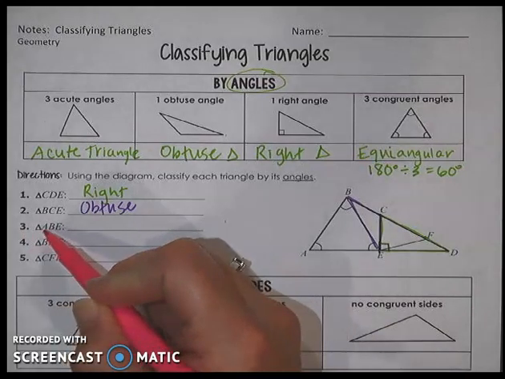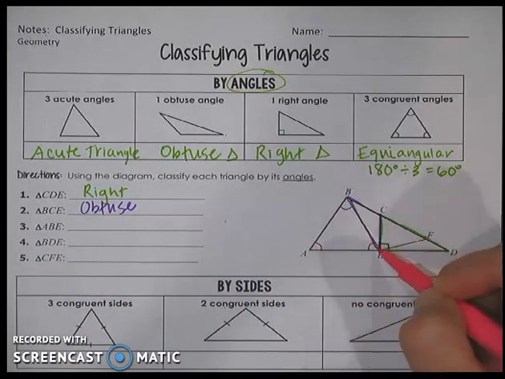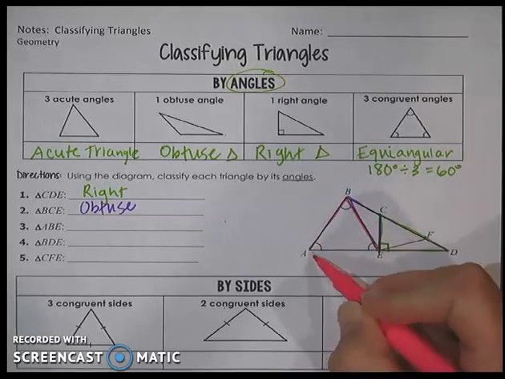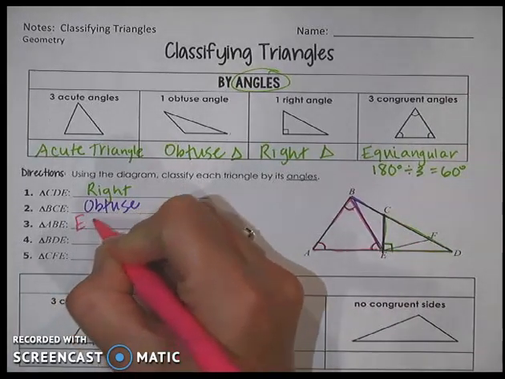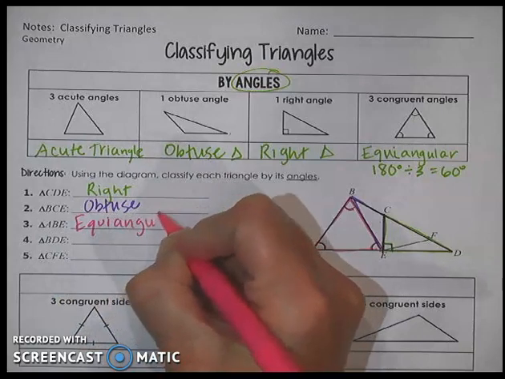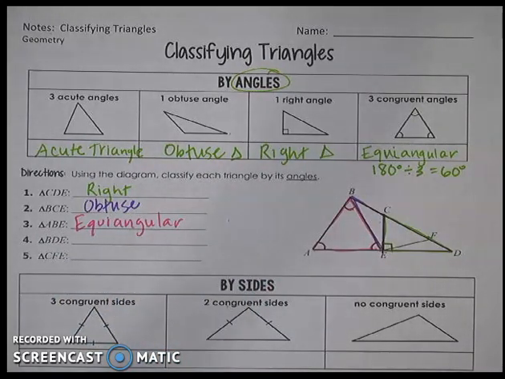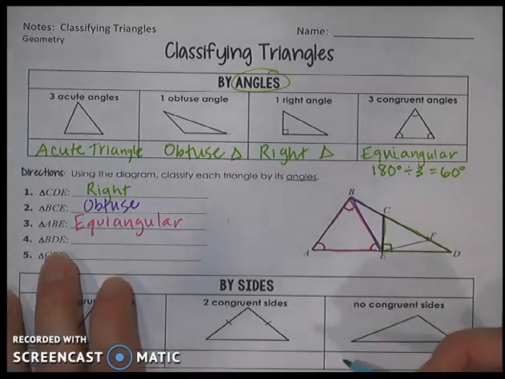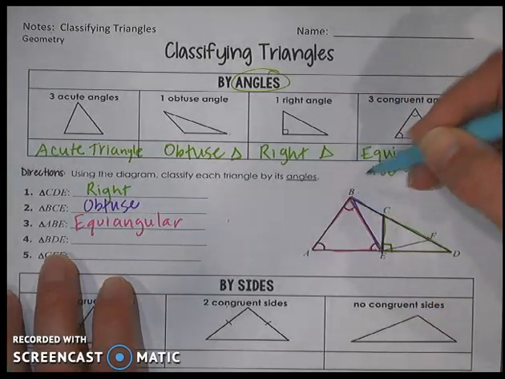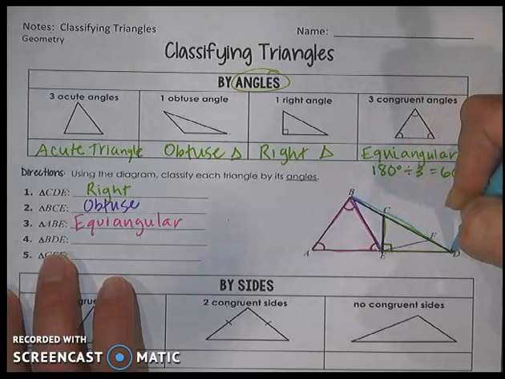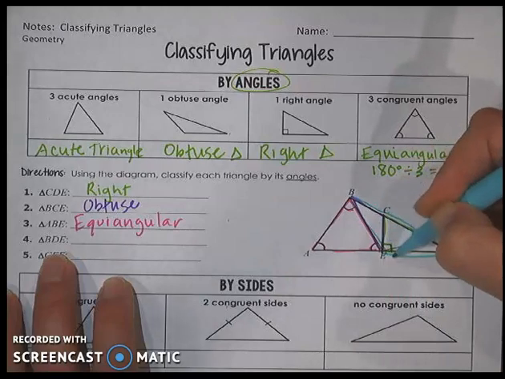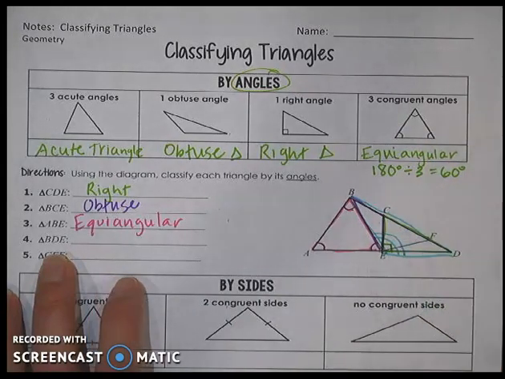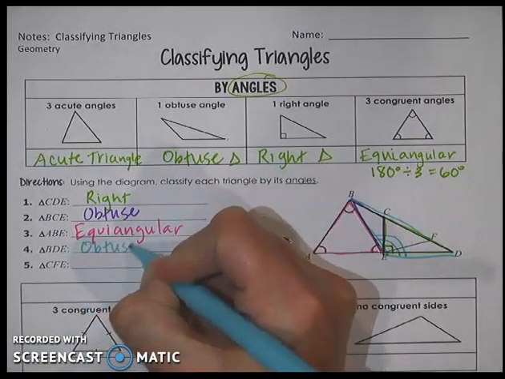The third triangle for number 3 is triangle ABE. ABE is right here. And by these markings right here, I know that all 3 of those angles are the exact same. So we call that an equiangular triangle. The fourth triangle that we're going to look at is triangle BDE. Triangle B is right here. D is this big guy right here, and E is right there. So you can see we know that angle right there is 90. This angle right here is bigger than 90, so we know that this is an obtuse triangle.